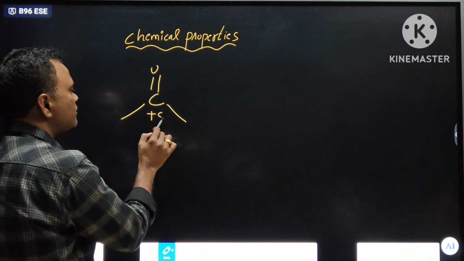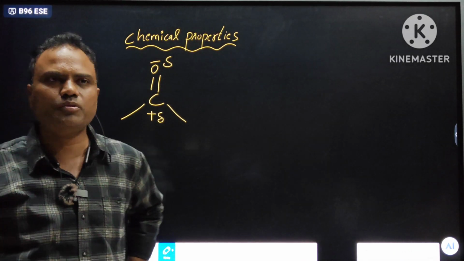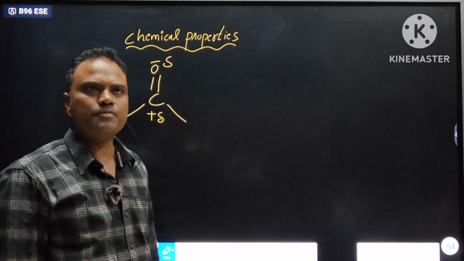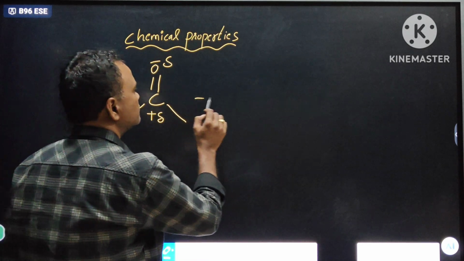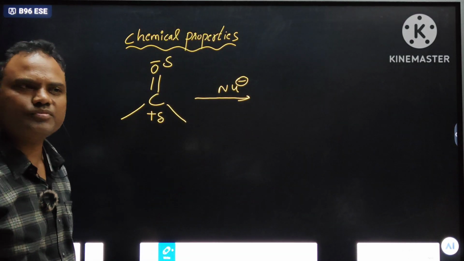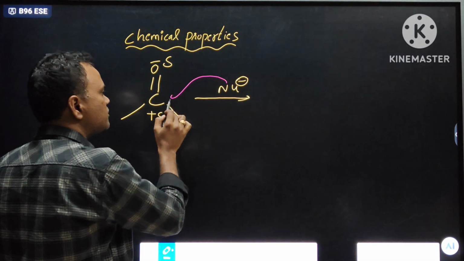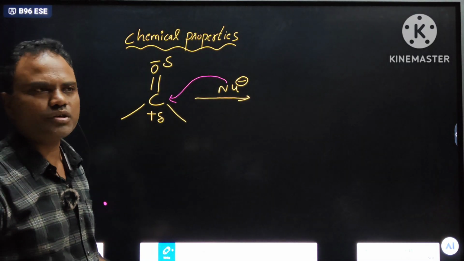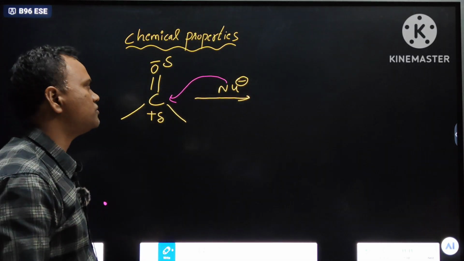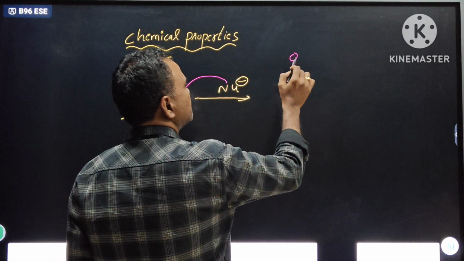The nature of the carbon-oxygen bond is highly polar, as I explained in the class. Polar means the presence of negative and positive charges. The positive charge attracts the nucleophile, which is negatively charged. So a nucleophilic addition reaction takes place. The characteristic property of carbonyl compounds is nucleophilic addition reactions. Clear?